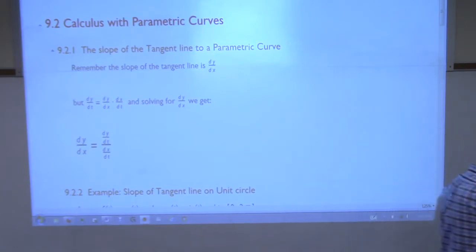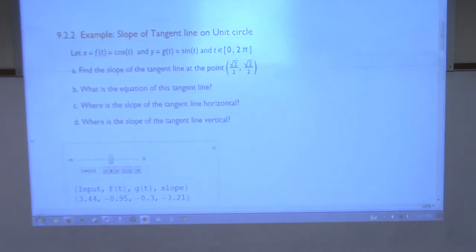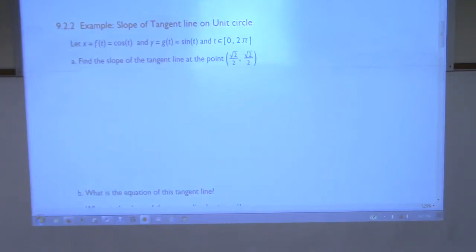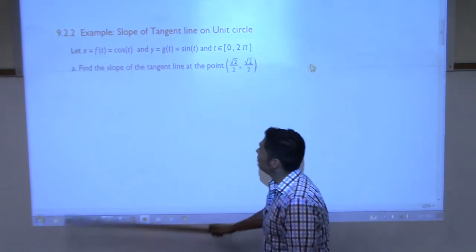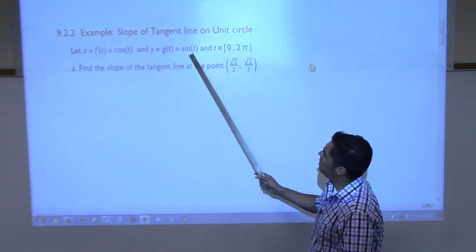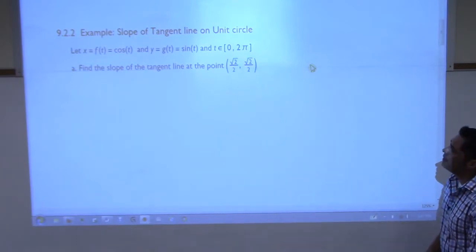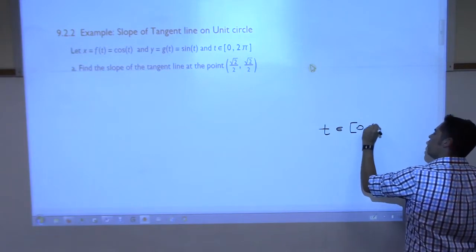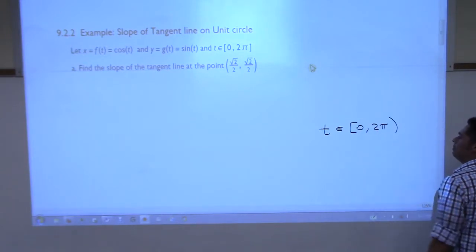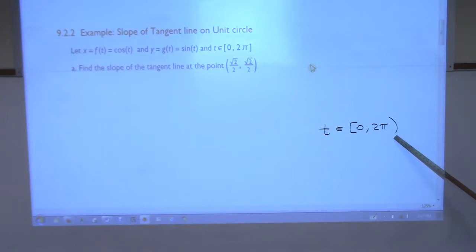So let's talk about the slope of a tangent line on the unit circle. I have 4 questions here for us. First one, draw your unit circle, cosine t, sine t, 0 to 2 pi. I'm curious, make sure we are clear on this. Would this still draw the unit circle if I left this right endpoint out?